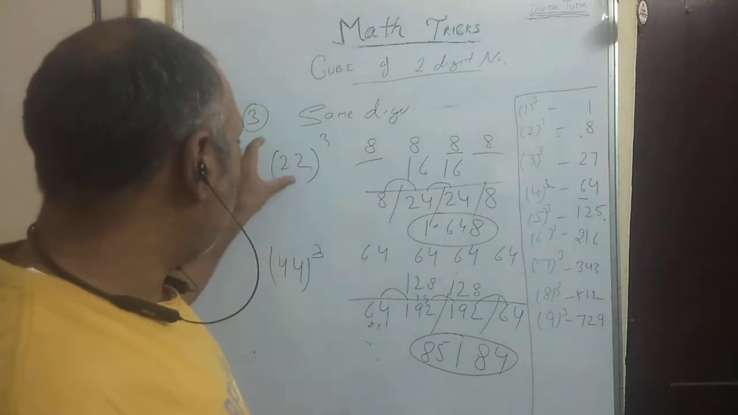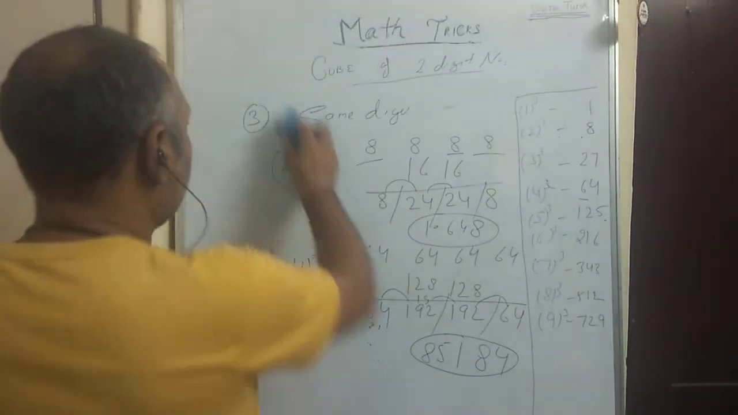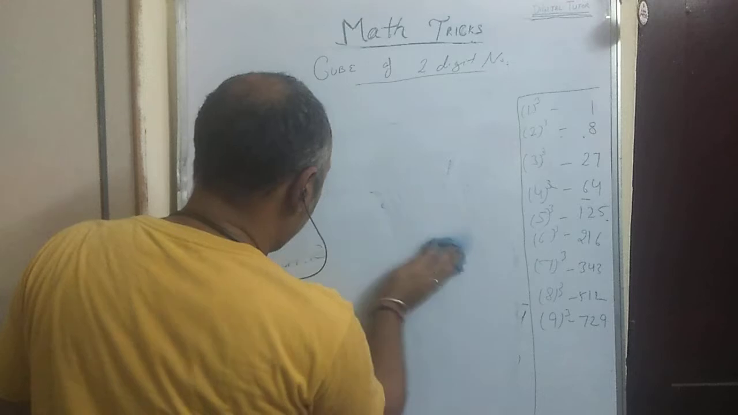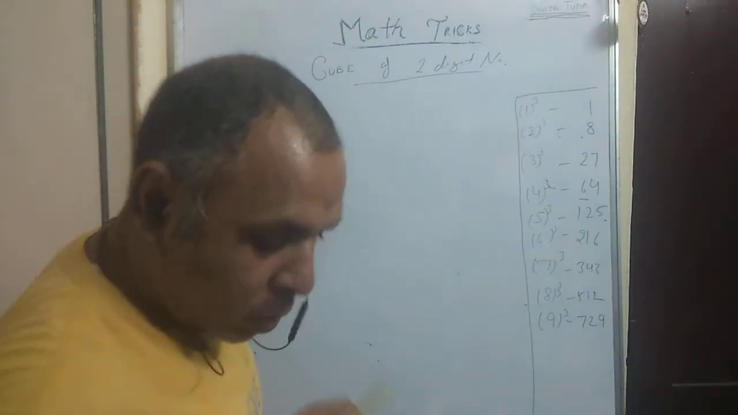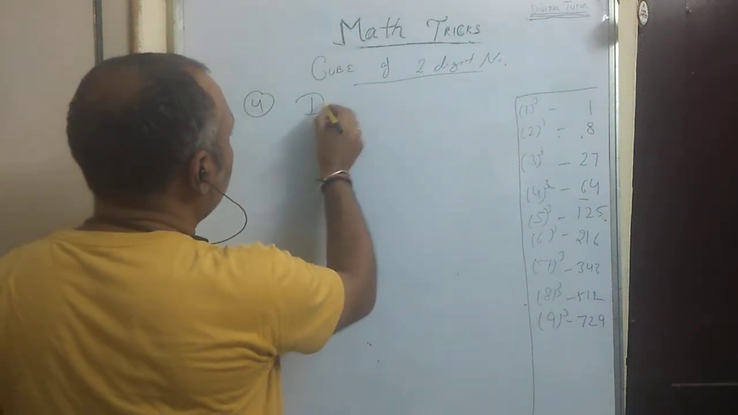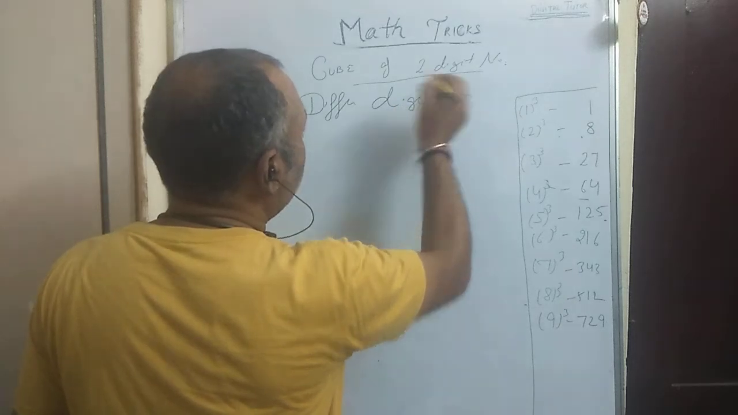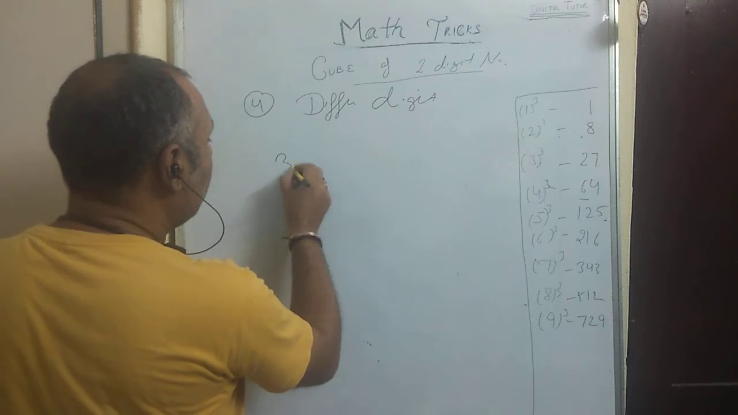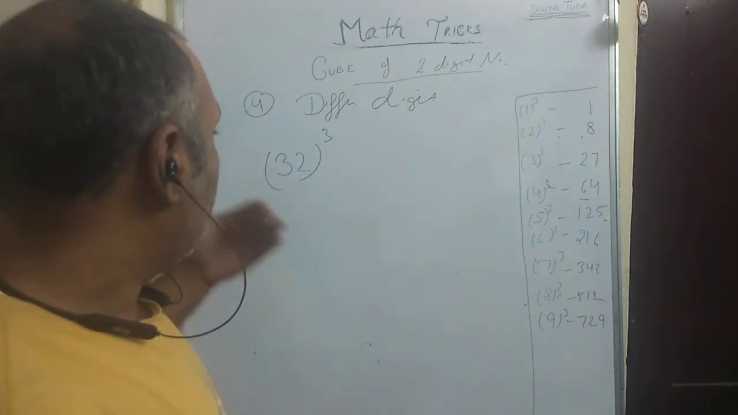Please friends, same, both digits are the same. Now the last one. Method 4. Different digits, both digits are different. For example, here 32. What friends? The method is here.